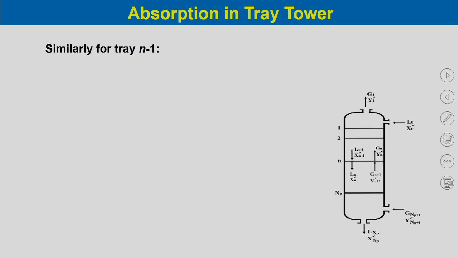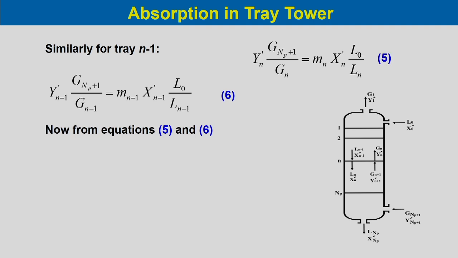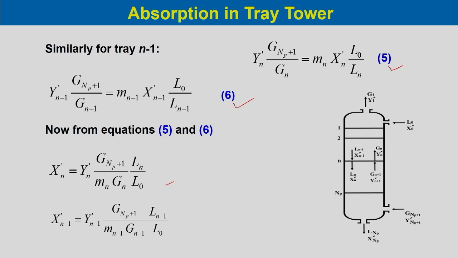Now, similarly for the n minus 1 tray, we can write Y_{n-1}' G_{n p+1} by G_{n-1} would be equal to m_{n-1} into x_{n-1} into L_0 by L_{n-1}. Now, from equation 5 and 6, so this is equation 5 and this is equation 6, we can write x_n' would be equal to y_n' G_{n p+1} divided by m_n G_n into L_n by L_0, and x_{n-1}' would be equal to y_{n-1}' G_{n p+1} divided by m_{n-1} into G_{n-1} whole into L_{n-1} by L_0. After rearrangement of these two equations, we can write this.